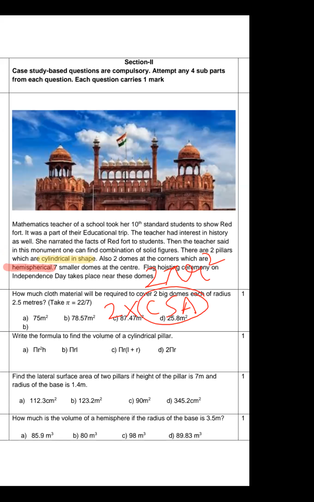Next, write the formula to find the volume of cylindrical pillar. If you know the formula well, it is pi r square h. Pi r square h. Okay.